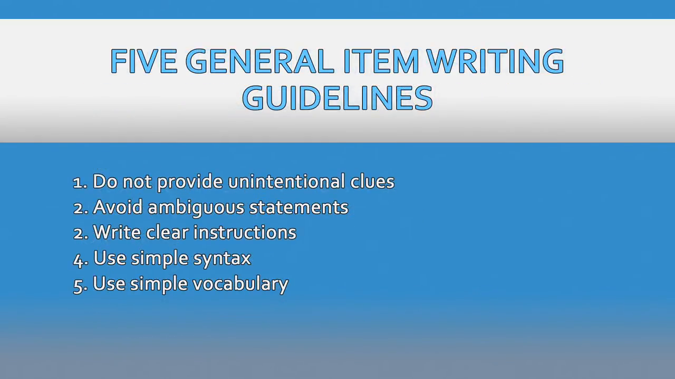Let's start with the 5 general item writing guidelines that I included in my prior video on selected response items. These guidelines take on somewhat different meaning and relevance when applied to constructed response formats. Probably the most relevant guideline for many of you, and certainly for me, is not providing unintentional clues. This is one way that constructed response items can overestimate student knowledge. Conversely, you want to avoid ambiguous statements and provide clear instructions. Ambiguity and lack of clarity lead constructed response items to often underestimate how much students know and can do. Finally, use appropriate syntax and vocabulary.